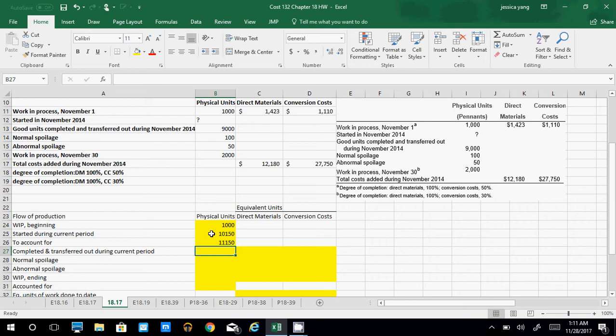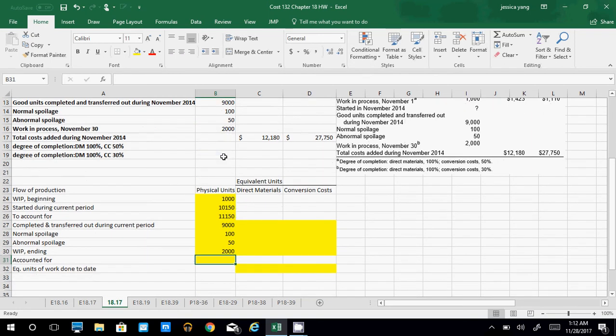To find completed and transferred out during the current period, that would be 9,000 physical units under the good units completed and transferred out during November 2014. To find normal spoilage, that would be 100 physical units in normal spoilage. To find abnormal spoilage, that would be 50 physical units in abnormal spoilage. To find work in process ending, it would be 2,000 physical units under work in process for November 30th.